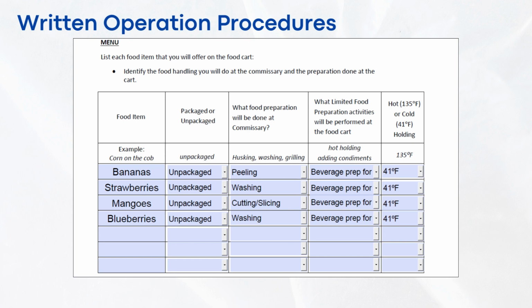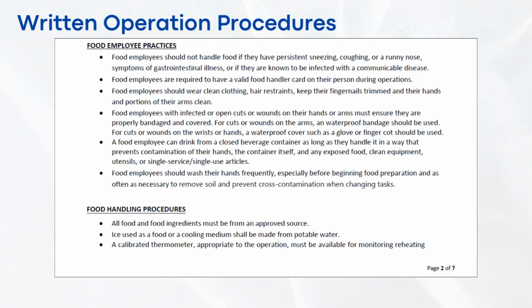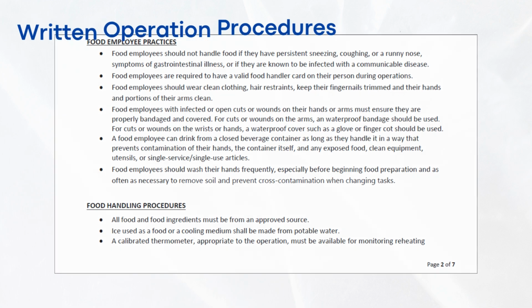And lastly, choose whether the food requires hot holding at 135 degrees Fahrenheit or cold holding at 41 degrees Fahrenheit. You may also choose not applicable. Please review the following food employee practices and food handling procedures. This concludes page 2 of the written operational procedures.